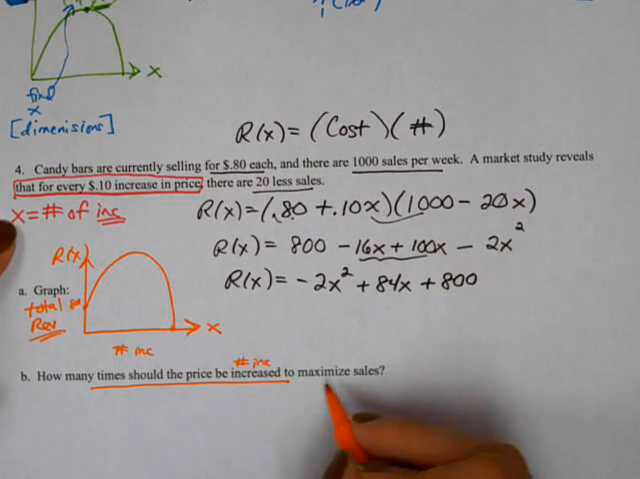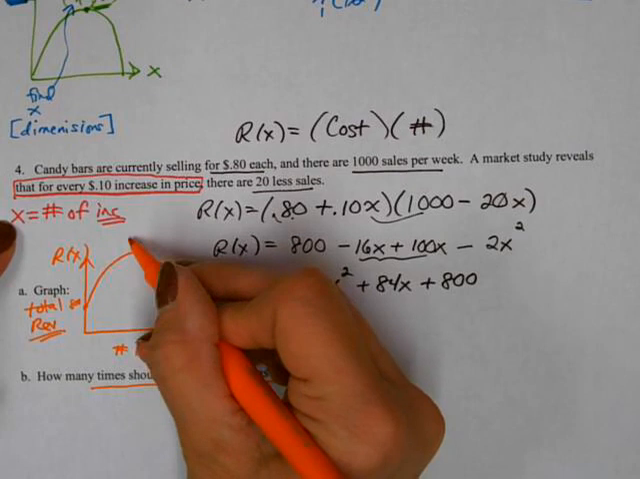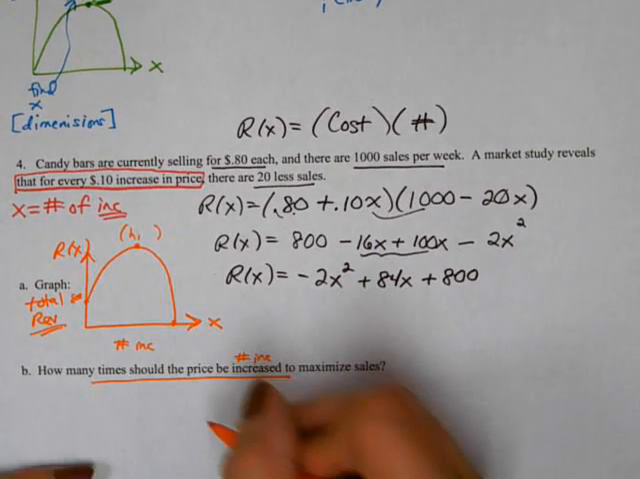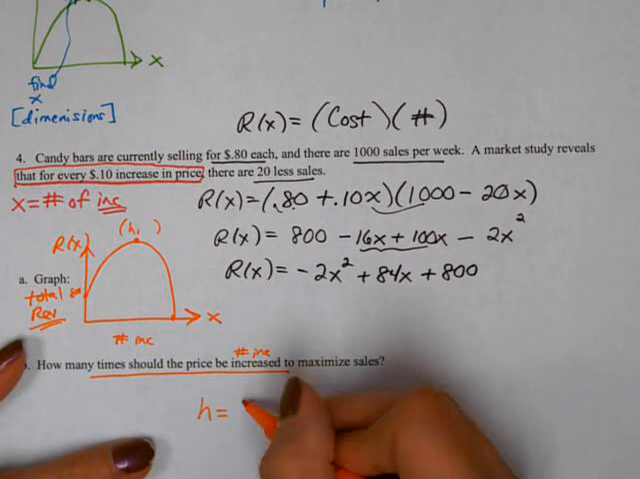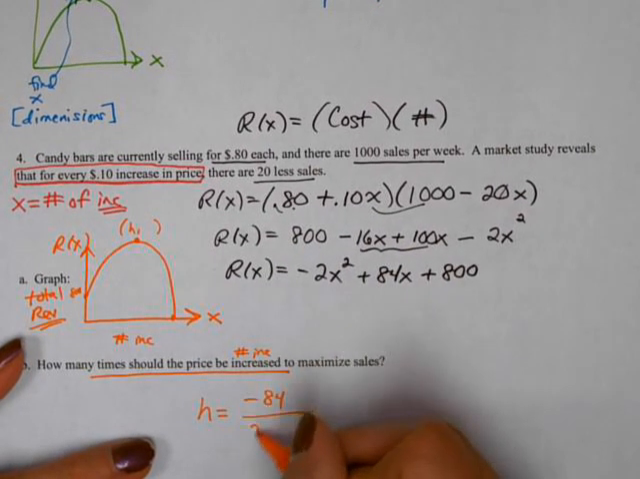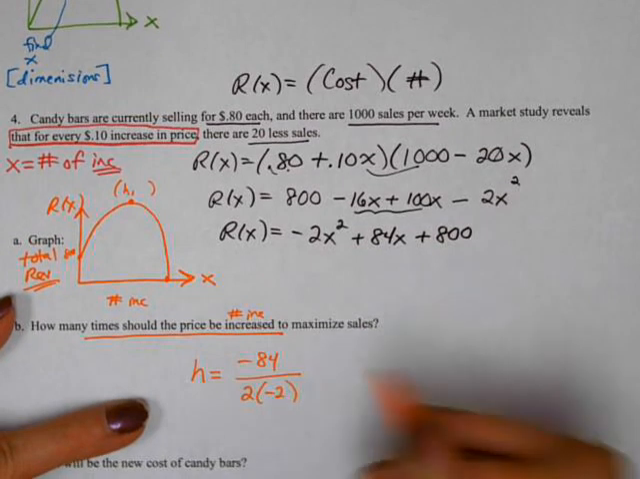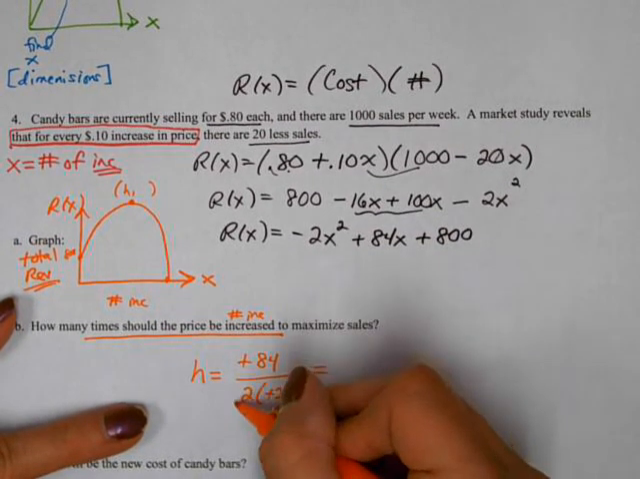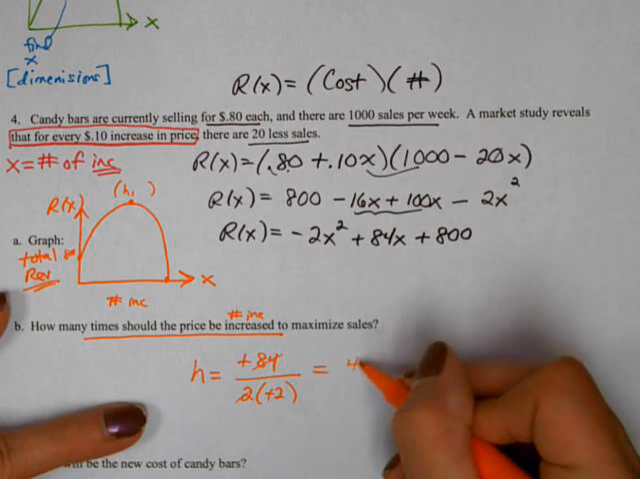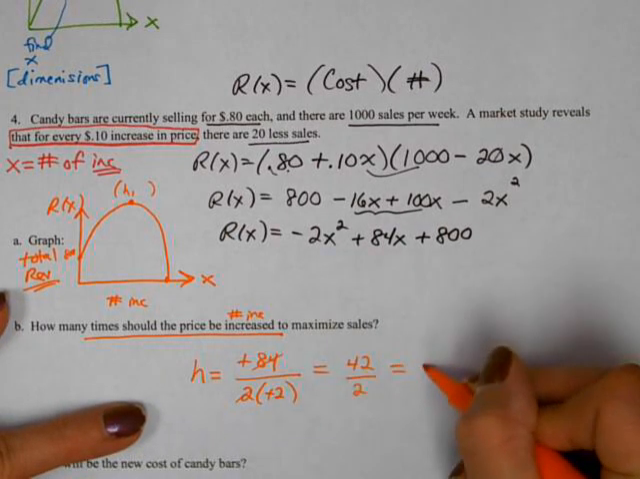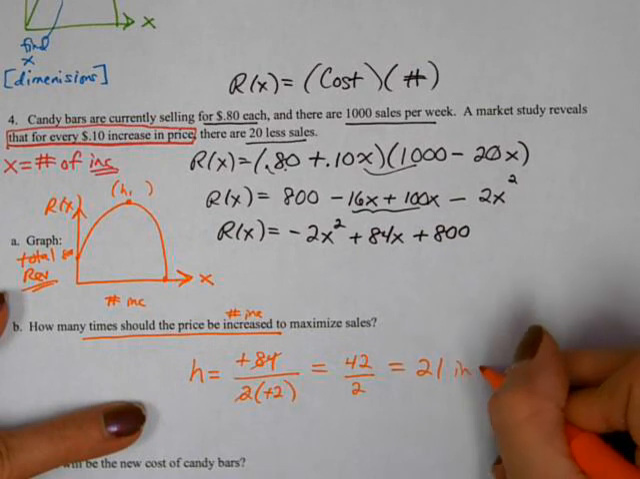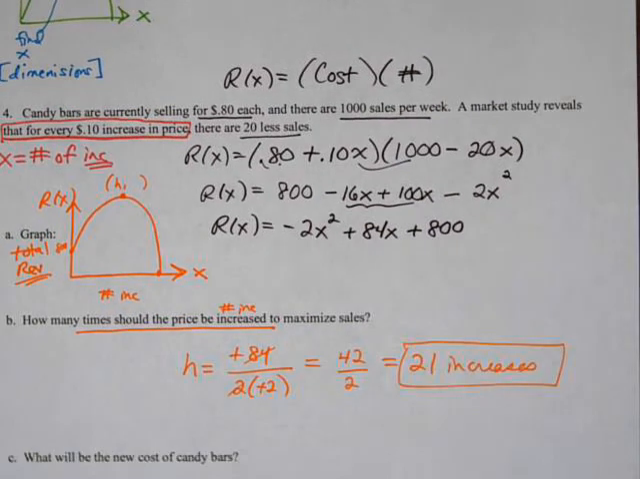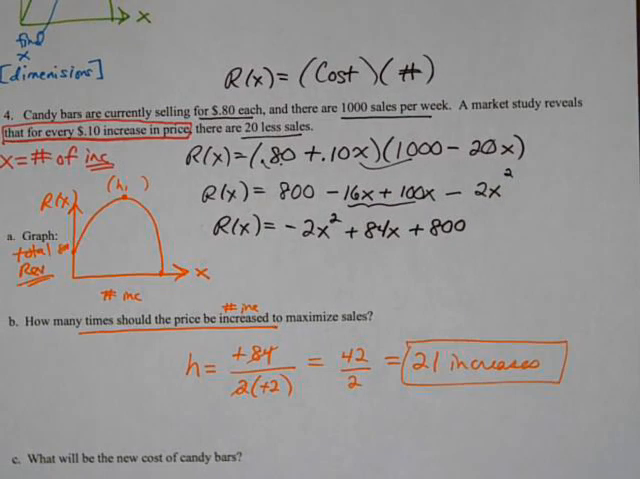Since I want to maximize my sale, how do I find the greatest X? We'll do an H calculation. Negative B over 2A. The negatives cancel. 84 divided by 2 is 42, divided by 2, which means 21 increases. Is that the price? No, that's the increases, 21 increases.